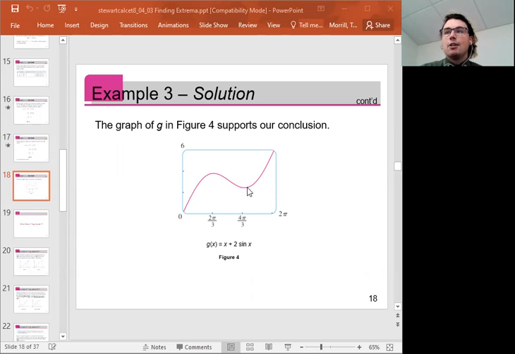Now, they're not the global min and max. They're not the absolute min and max. There's certainly coordinates over here that have larger y values, coordinates down here that have smaller y values. But locally, this point is the highest you can get without having to go down first. This coordinate is the lowest you can get without having to go up first.